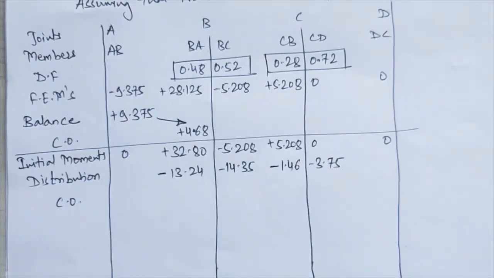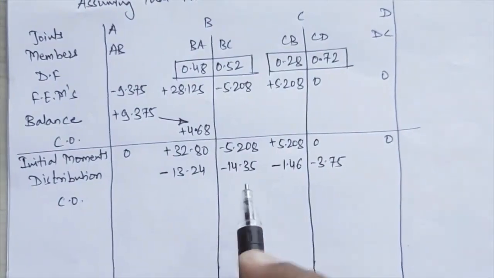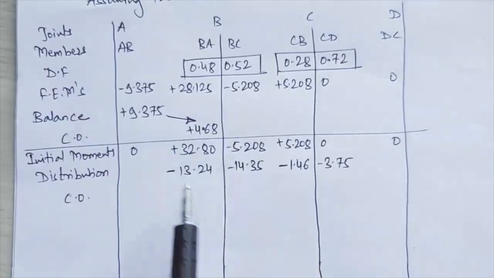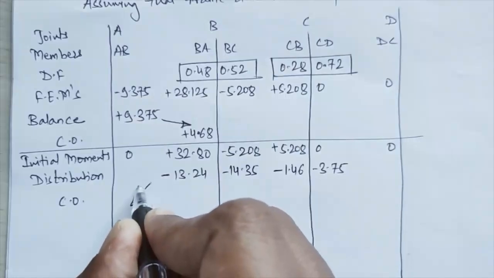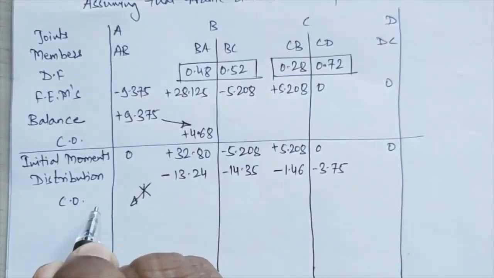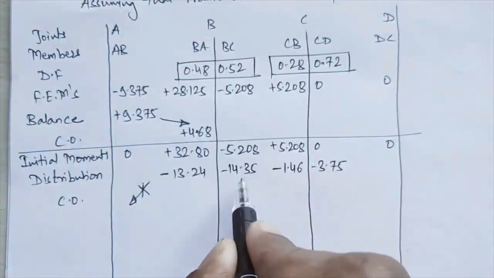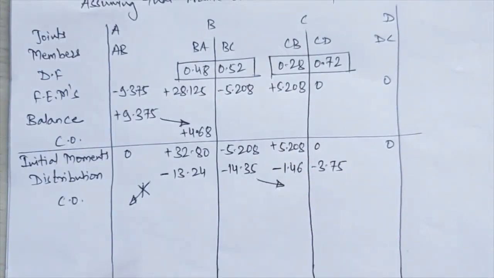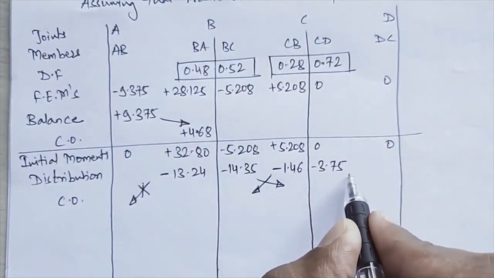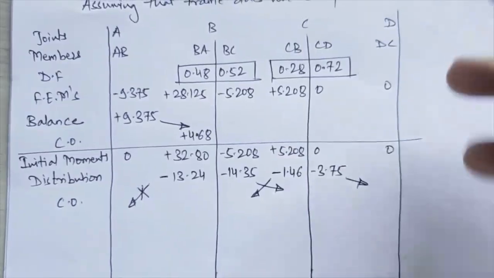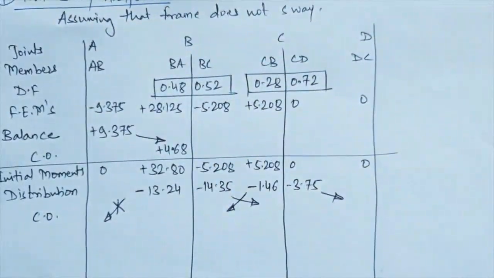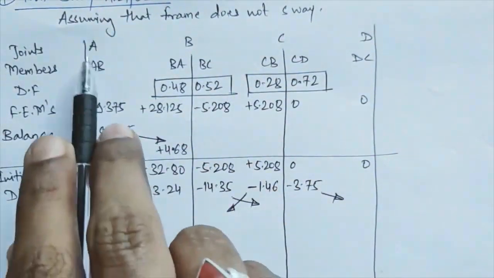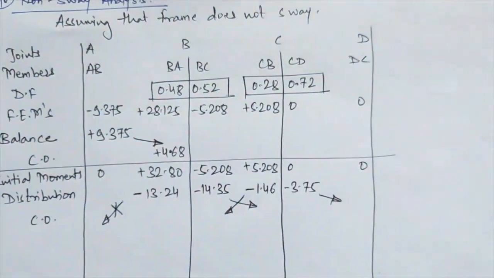After doing the distribution, next is the carry over of the moments which you have distributed. Now this carry over is not possible towards A, because joint A is the incapable joint. What will get carried over? The BC moment will get carried over to CB, the CB moment will get carried over to BC, and the CD moment will get carried over to DC, because joint D is capable here, and B and C are also capable. Only carry over towards A is not possible, because A is the incapable support.